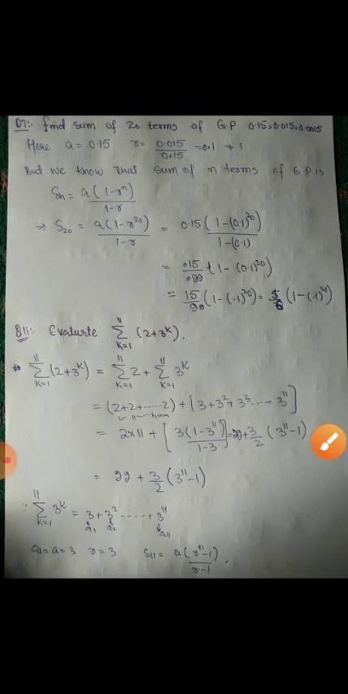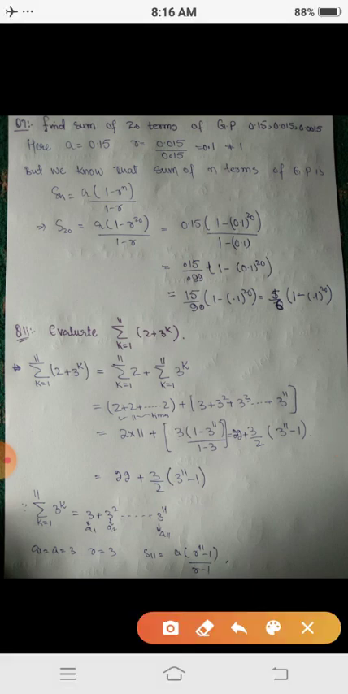Now find the sum of 20 terms of the GP, where the first term is 0.5015, second term is 0.015, third term is 0.0015, and so on. We have to find its sum up to 20 terms. Clearly the first term is 0.15, and the common ratio, second upon first, is 0.1.